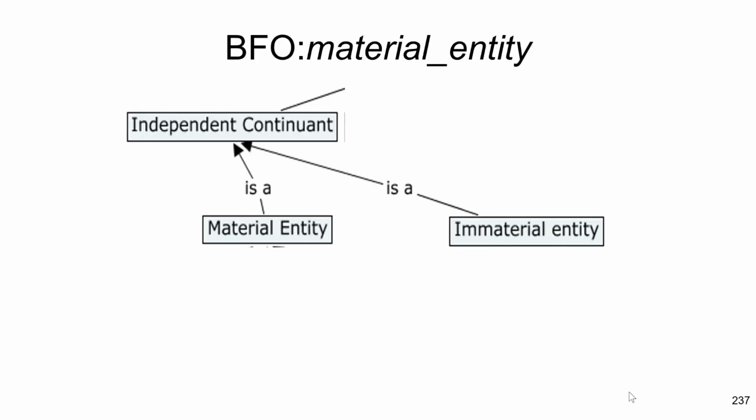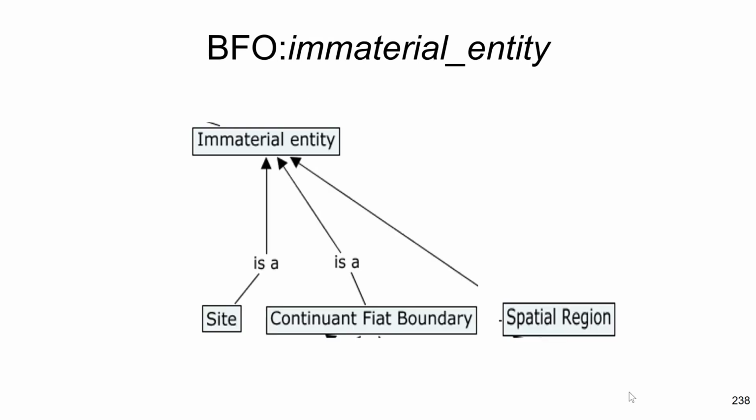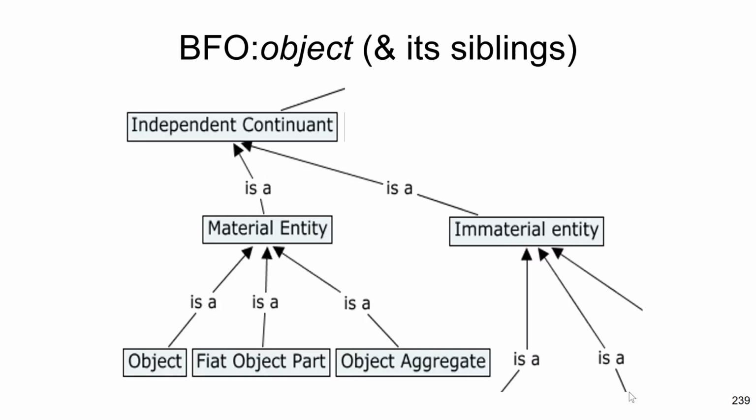And now we distinguish amongst independent continuants between material entities on the one hand and immaterial entities on the other hand. Immaterial entities are sites, boundaries, and spatial regions. And material entities are objects, fiat object parts, and object aggregates. Material entities always have mass. Immaterial entities do not have mass. Fiat object parts are things like your arm and my leg. They are not objects because they do not have complete boundaries. Objects have complete boundaries, and they are joined together within those boundaries by physical forces.